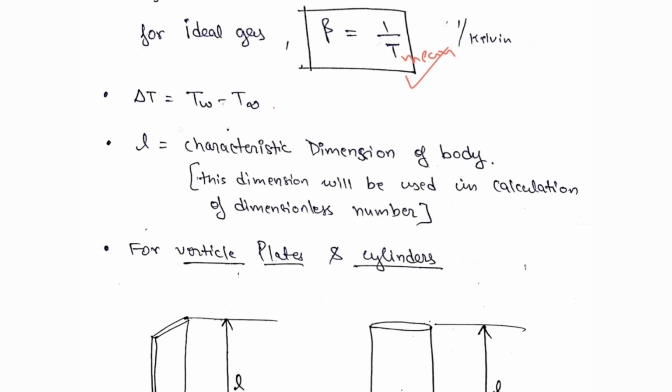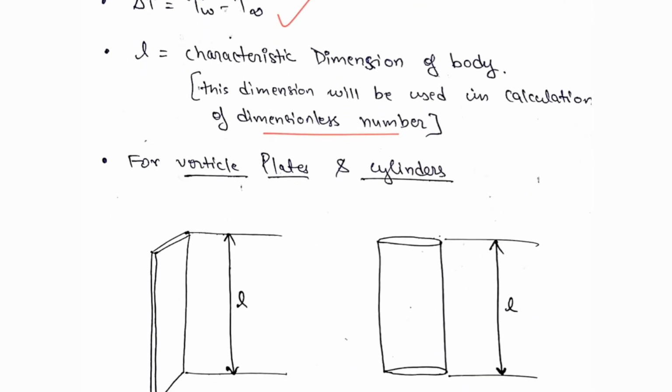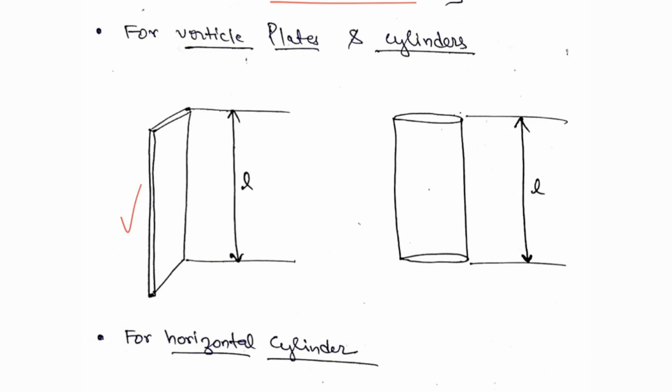And delta T is the temperature difference between the ambient fluid and the plate. L is the characteristic dimension of a body. This dimension is used in calculating the dimensionless numbers. Okay, let us see what is the characteristic dimension for different geometries. Let us say you are having a plate of length L, arranged in the vertical direction like this. Its characteristic dimension is nothing but the length of the plate.